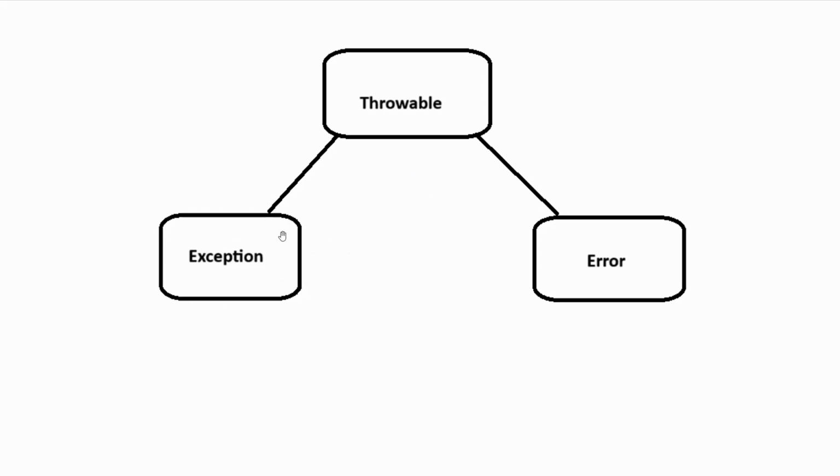Exceptions are recoverable, which means if there is an exception in the code, then we can handle that exception. But in errors, errors cannot be handled. Errors are not recoverable. Suppose we do not have any space in the memory and we have to run a code, then we cannot recover it because we do not have the capacity for running that code. So that is the error.